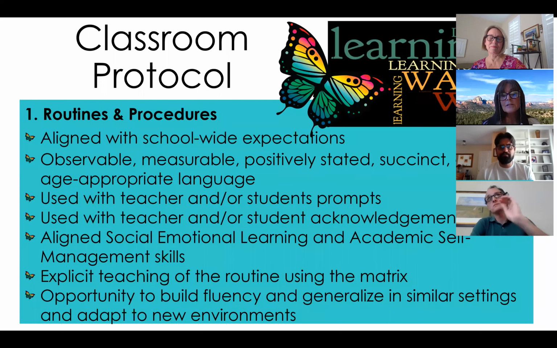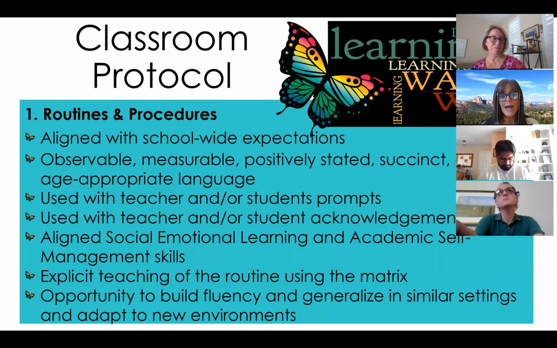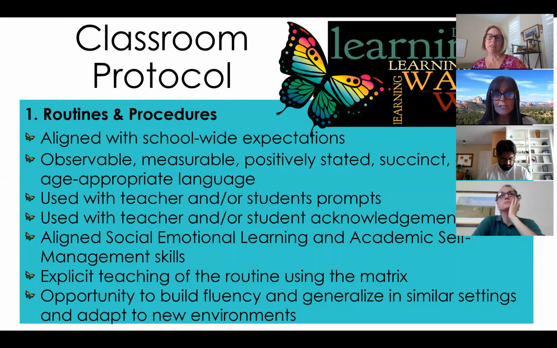It's important to think about the alignment of the matrix with social emotional learning, and how we are using that matrix to create academic self-managers, having our kids be able to navigate and know what social skills to use to be successful. Are we explicitly teaching those routines? And do we provide the opportunity to practice and build fluency so we can generalize those social skills and adapt to new environments? So this is just a teaser. We're not going through the training, but you're going to see that the 8 powerful pieces of the matrix might flow within this.